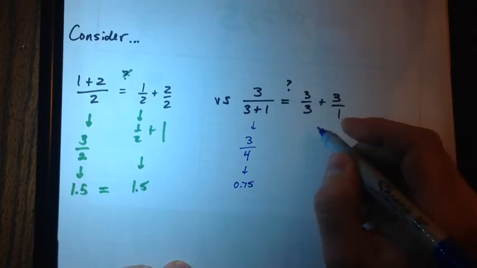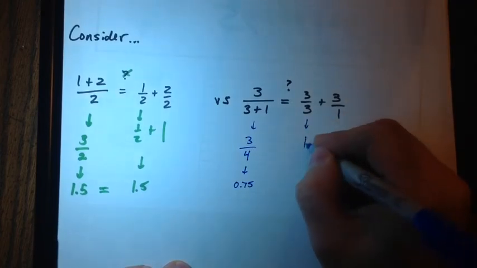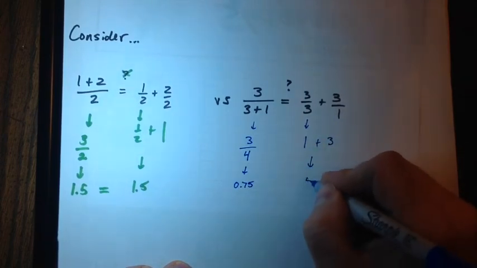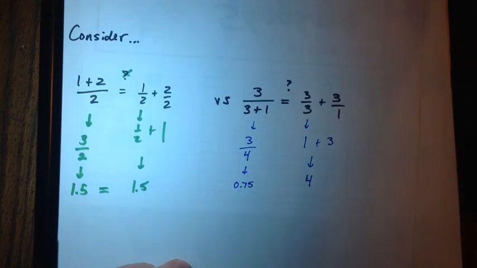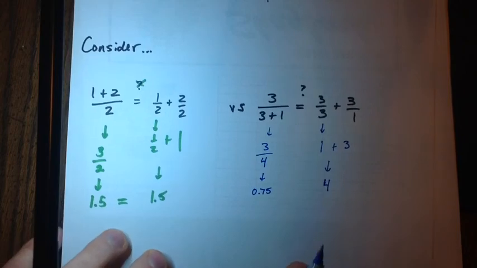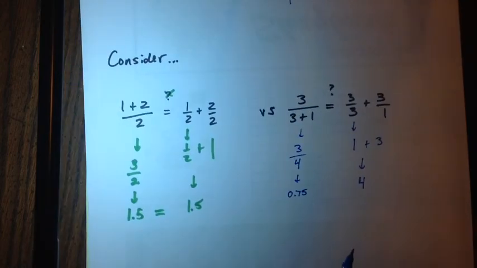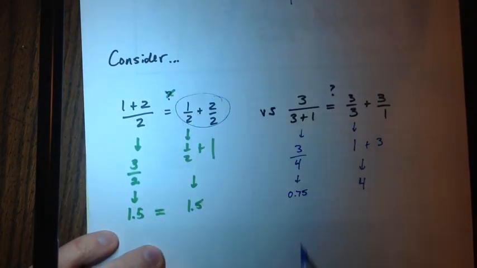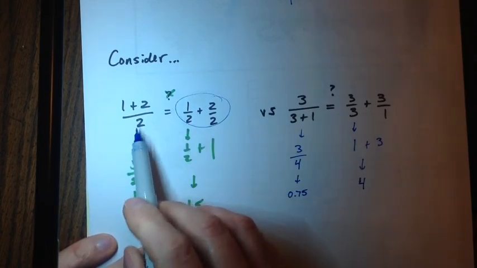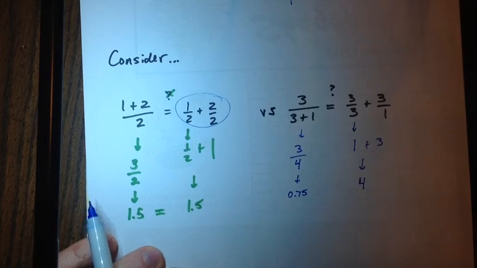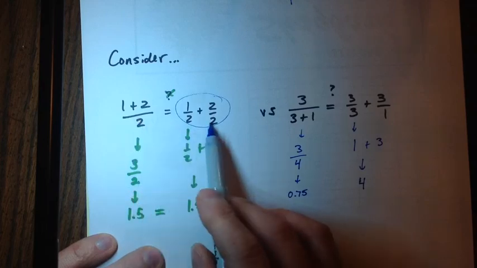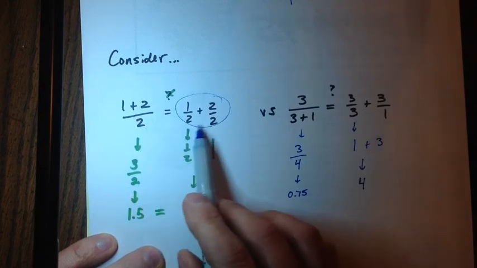Over here, though, look what happens. I get 3 divided by 3 is 1, plus 3 divided by 1 is 3. I get 4. Interesting. This is really the fraction addition rule backwards. We're used to getting common denominators and then putting them together and combining the denominators into a 2. This is just going backwards, starting with an addition and breaking it up into two separate fractions.